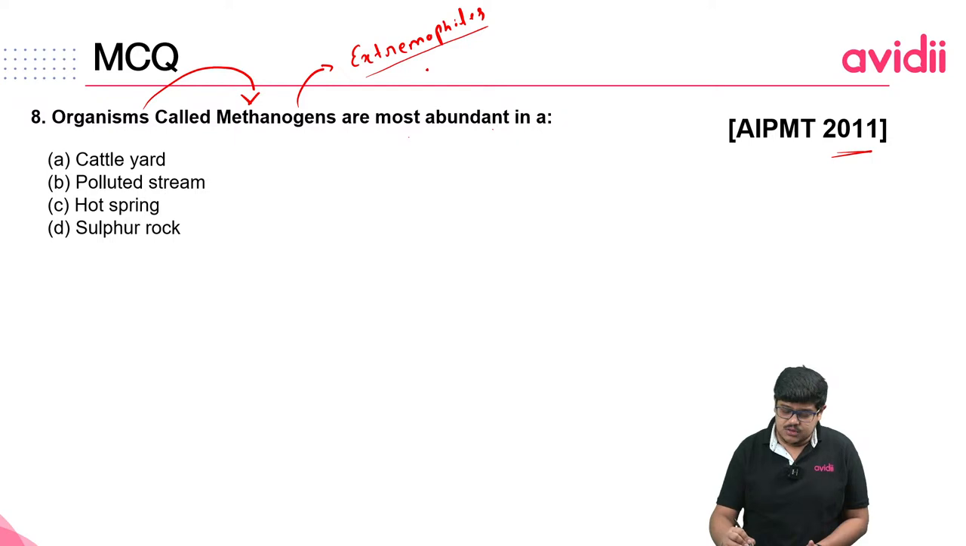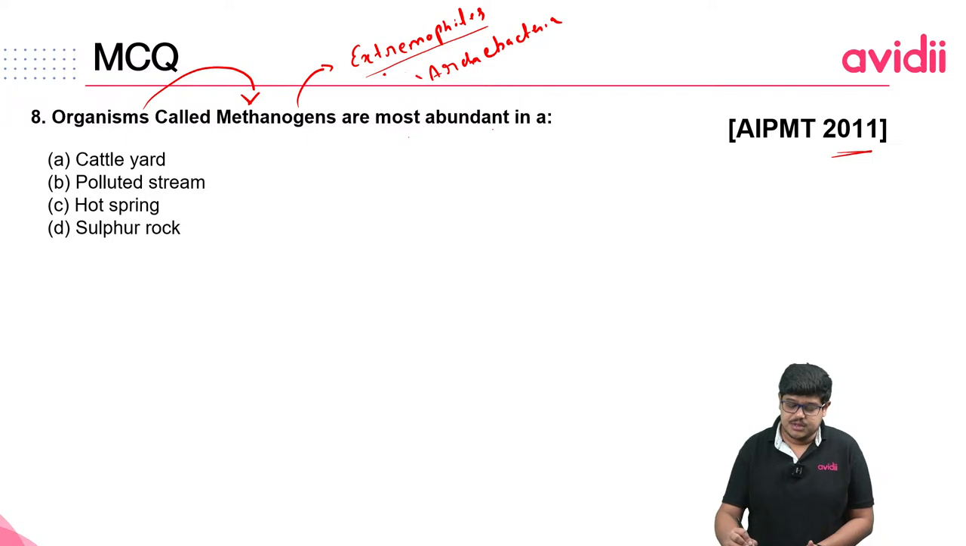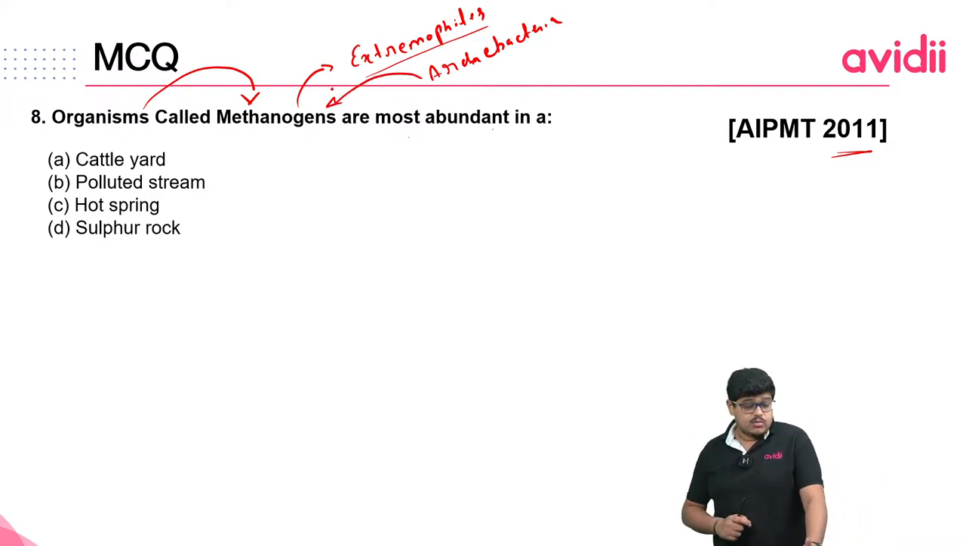And we know that methanogens fall into the group archaebacteria, the exceptional case, we can say. Now, organisms called methanogens are most abundant in a polluted stream, hot spring, sulfur rock, and the cattle yard is given in your answer.